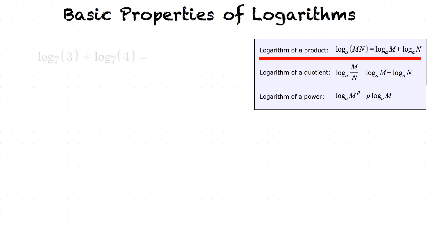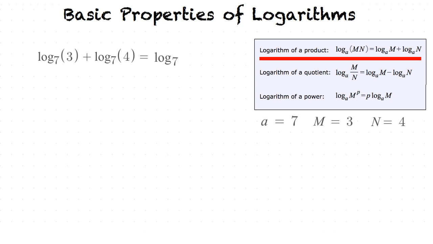So let's begin. We have log base 7, 3, plus log base 7, 4. Now if we look over at our chart in the right hand corner, we see that a is going to be substituted with 7, m is going to be substituted with 3, and n is going to be substituted with 4. So now we see that an equivalent logarithmic expression is going to have the same base a when we're applying the product rule. And in this case, our a is 7.